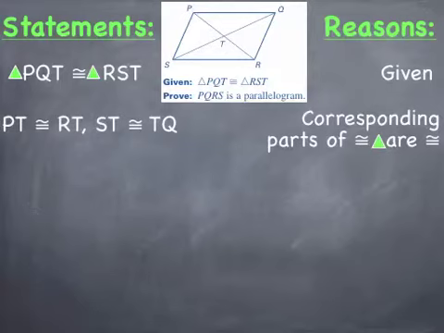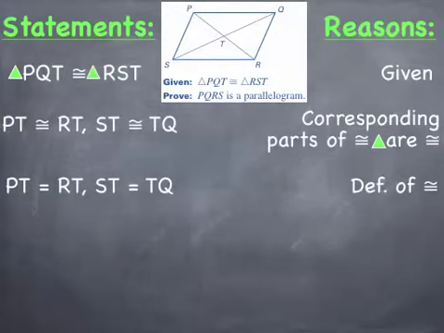Notice PT and RT are two parts of one bisector, and ST and TQ are two parts of the other bisector. Because those two parts are congruent, that means that the two diagonals are bisecting each other. So let's write that down in our proof. If PT and RT are congruent, they're also equal, and same thing with ST and TQ. That's just the definition of congruence.